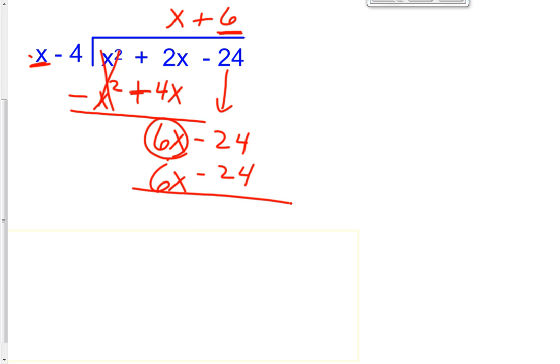Now what we're going to do is take the opposite. So we're going to subtract 6x, subtract the minus 24. So minus and minus means plus. And we get 0 as a remainder. So our answer for our quotient is x plus 6. And there we are done with that problem. That's how you use long division for dividing polynomials.